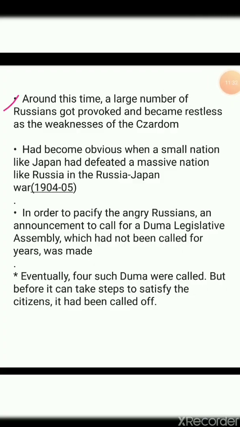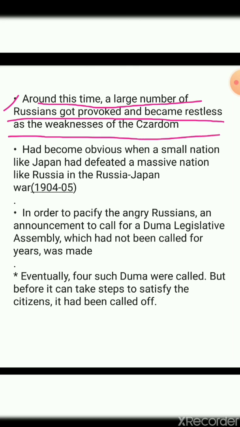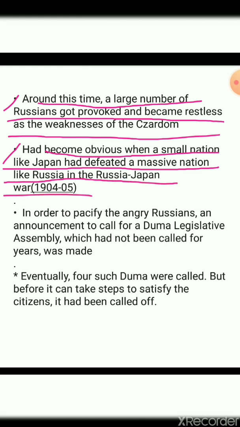Next. Around this time, a large number of Russians got provoked and became restless as the weakness of the Caesardom became obvious. Around this time, a large number of Russians got provoked, right? That means the Caesardom slowly started weakening. It had become obvious when a small nation like Japan had defeated a massive nation like Russia in the Russo-Japanese War, 1904 to 1905.